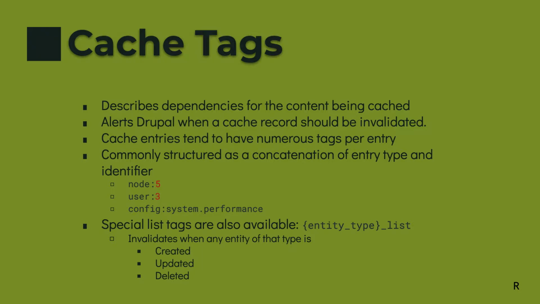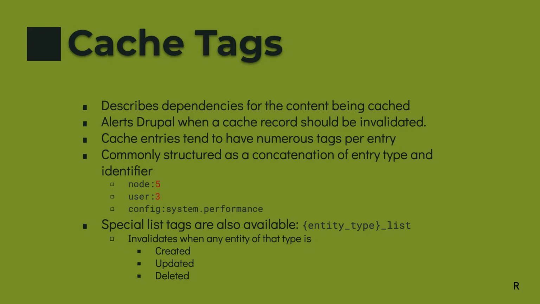So, for example, node 5, that's the entity type and the node ID, so that whenever node 5 is updated or deleted or created, then it can find all of the cache entries that relate to that. Maybe it's shown in a list here. Maybe it's actually like, this is the page that node 5 is shown on. Drupal can go and search for all the cache entries and say, all of these relate to this that just changed. Let's rebuild those next time that we actually need to look at this content.